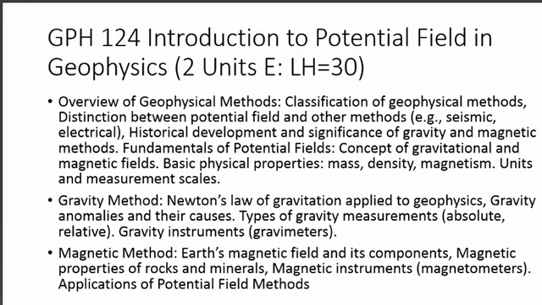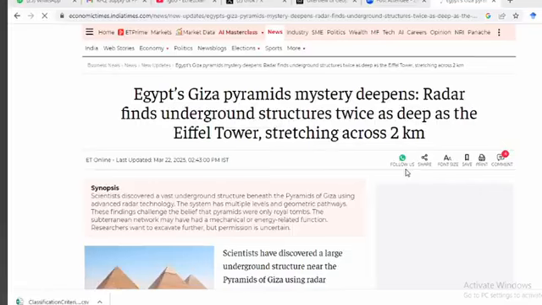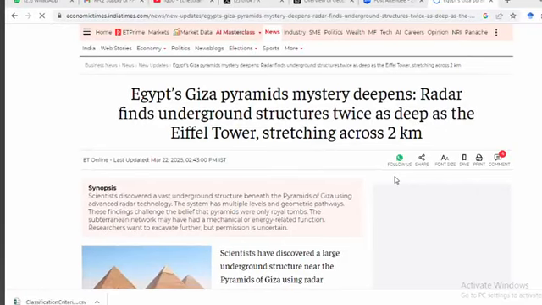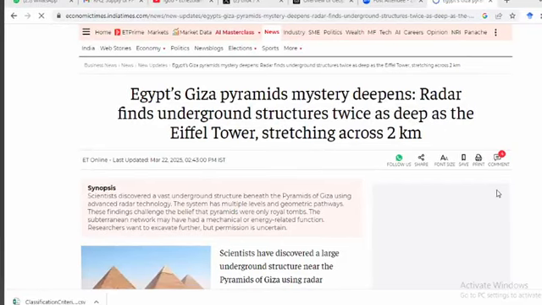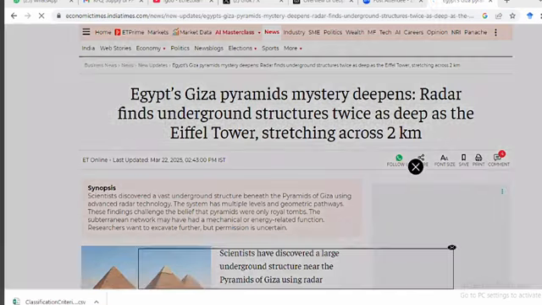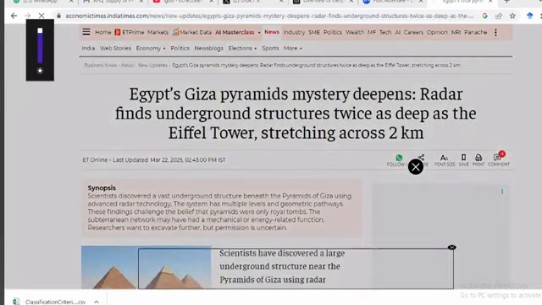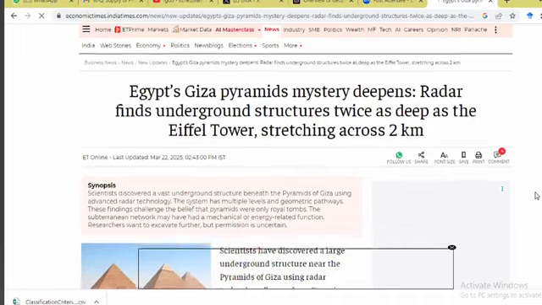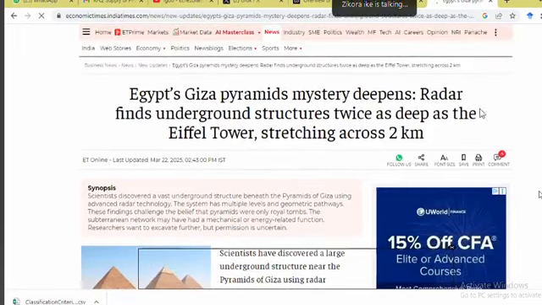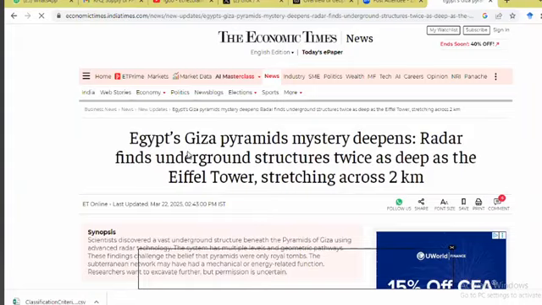All right. So I will just share. I want to share this with you. Please confirm you can see my screen, and what can you see? Class, what can you see? Egypt's Giza pyramids. Okay, all right. So this is reported by Economic Times.